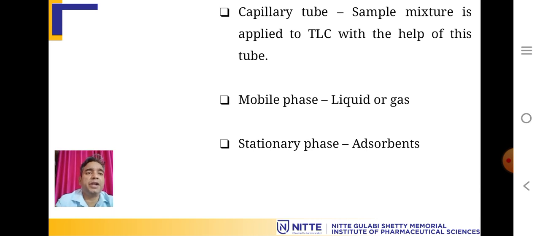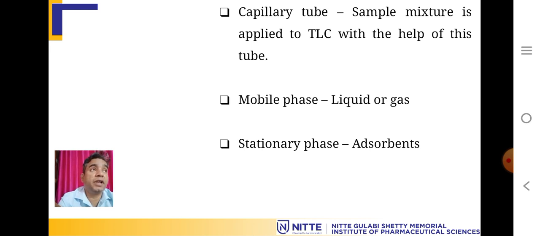Then you have a capillary tube, through which the sample mixture is applied on the TLC plate. You need a capillary through which you can spot the sample, right? Spotting the sample is very challenging. You must take certain precautions when you are loading a sample. We will see all this in an individual chapter when we talk about it.